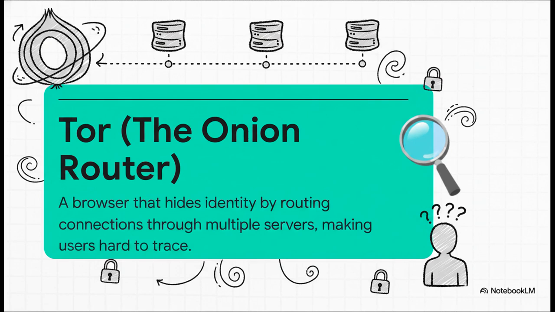The main tool people use to get into this hidden network is a browser called Tor. That stands for the Onion Router, and the name actually tells you exactly how it works. It wraps your connection in multiple layers of encryption, just like an onion, and then bounces it between random computers all over the world. This makes it incredibly difficult for anyone to trace that connection back to you.